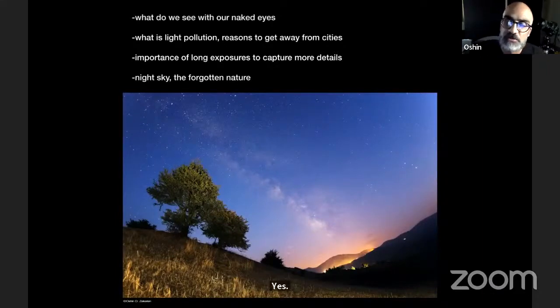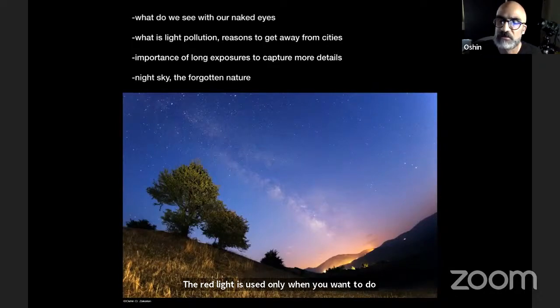The red light is used only when you want to do the setup on the camera and check the details, and then when you want to take the actual picture, you need to turn it off.